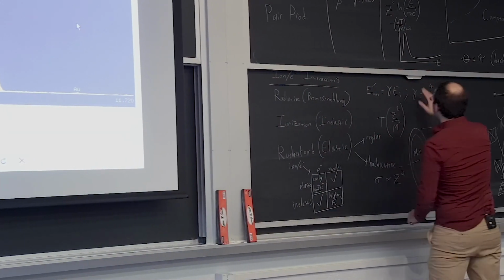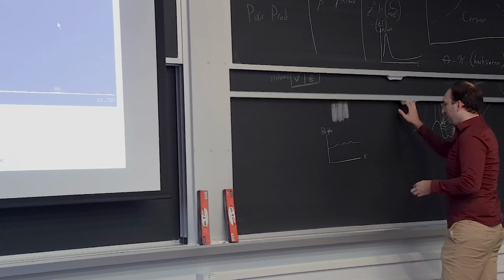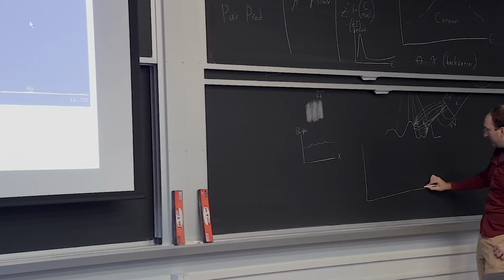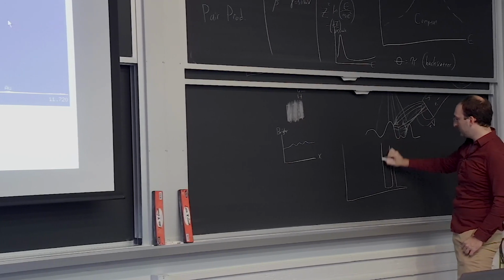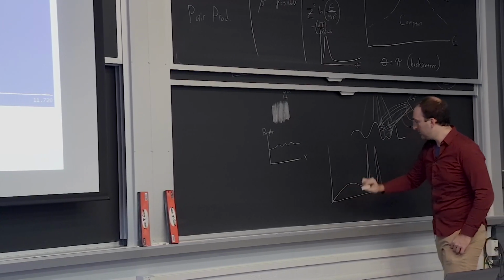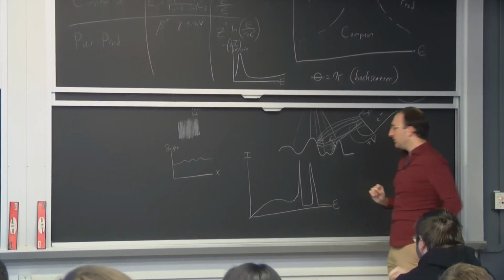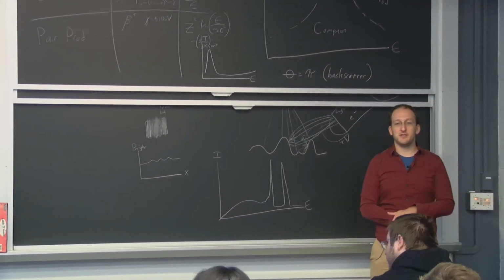So, always running out of room. If this is what we're actually observing, let's say we have a few peaks. That would be intensity, and that would be energy. What's really going on physically that we're not seeing?